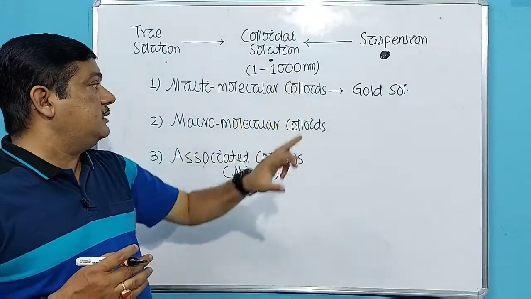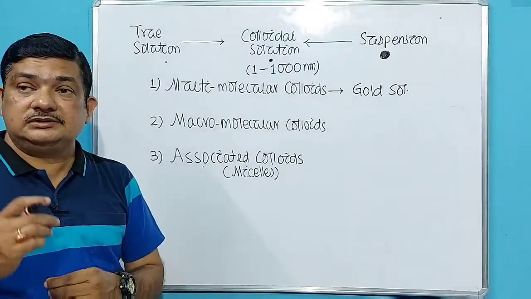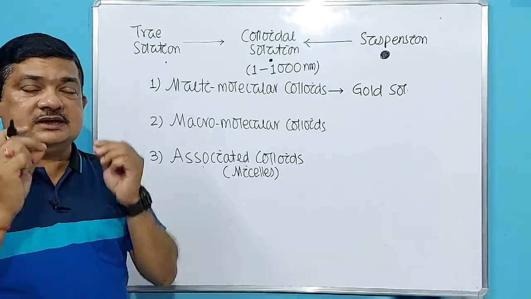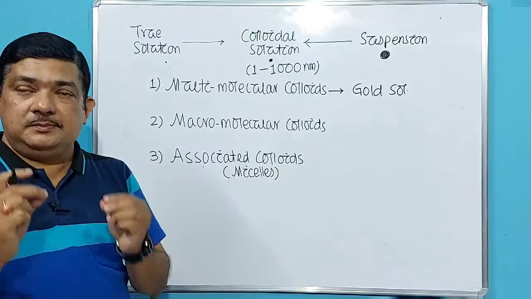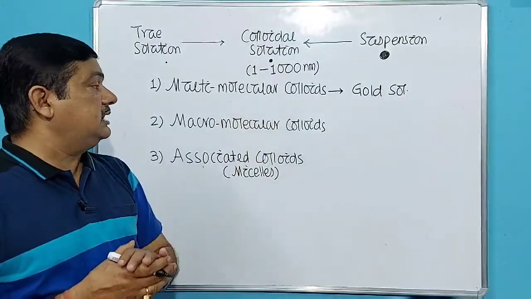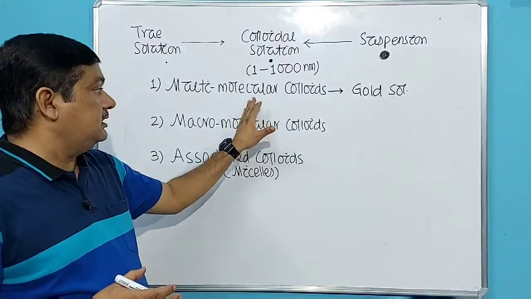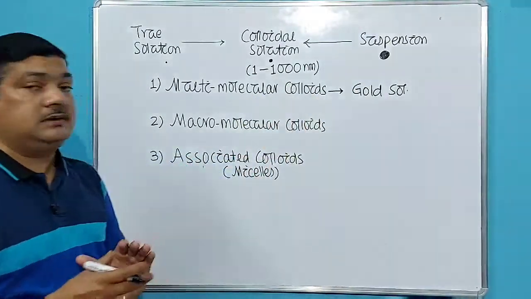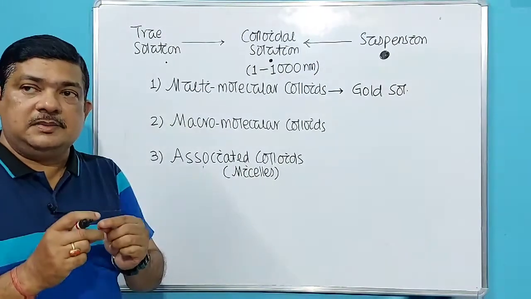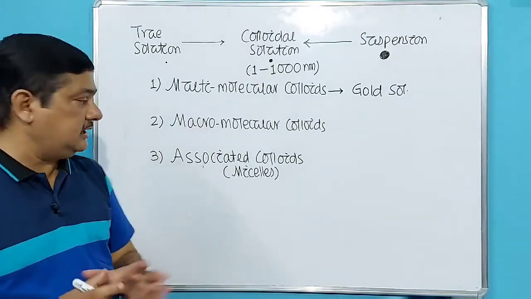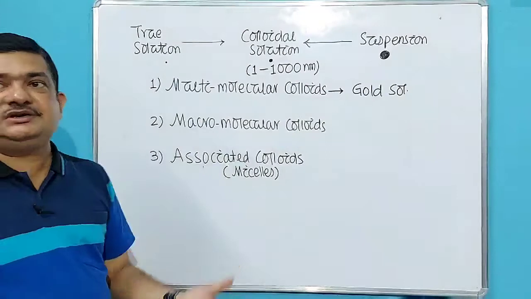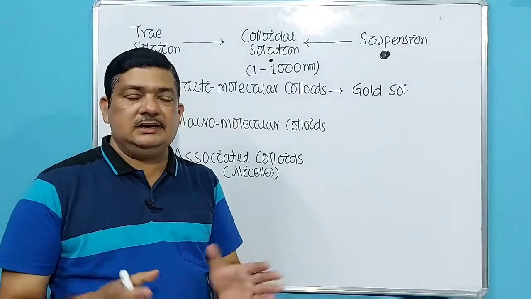What is the required region? Now 1 to 1000 nanometer. So when small molecules combine to form a bigger molecule which falls in the colloidal range, that colloid is known as multi-molecular colloid. That means small particles combine to form a colloidal particle. Okay. Then macro, just opposite. You know macro means a bigger one.